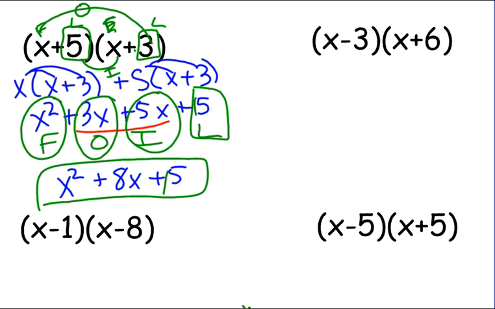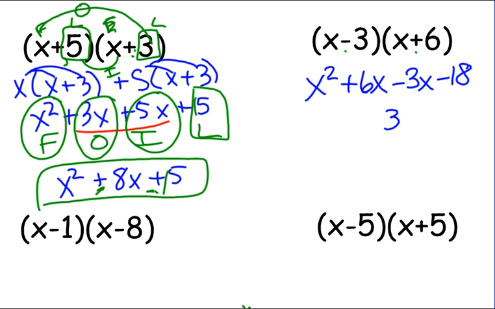So let's talk about when we had an original problem, and if we work backwards, when we had a positive here and a positive here, we got positives in our original grouping. When we had a negative in our original grouping and a positive, let's do the FOIL here. The first would be x squared. The outside would be positive 6x, the inside would be negative 3x, and the last would be negative 18. When I combine my middle two terms, I got a positive 3x.